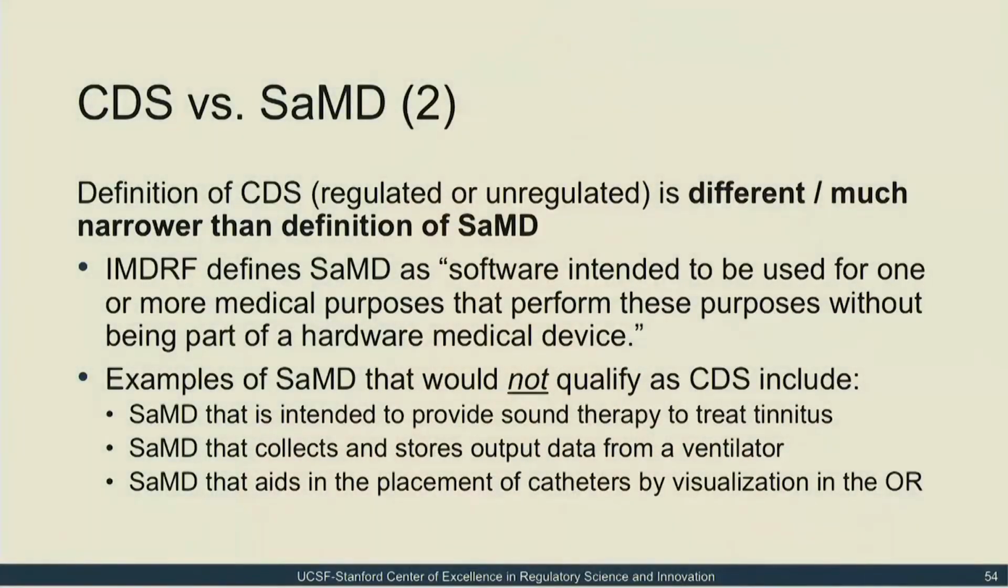Despite the similarity, it's important to note that the definition of clinical decision support software is both different and potentially much narrower than the definition of software as medical device. IMDRF defines software as medical device as software intended to be used for one or more medical purposes that perform these purposes without being part of a hardware medical device. Clinical decision support software may not have a medical purpose. Conversely, software as a medical device might serve functionalities that are nothing like the ones I've just described and apply to clinical decision support software.